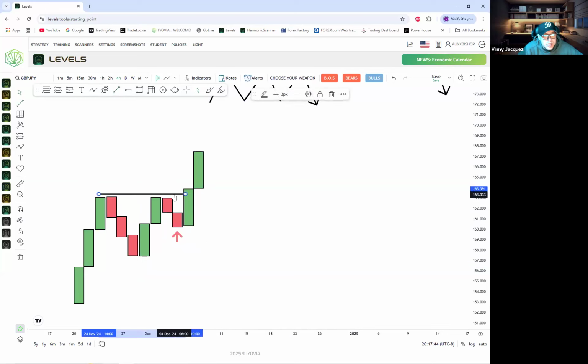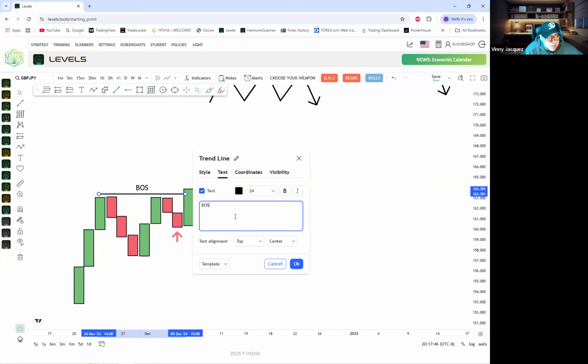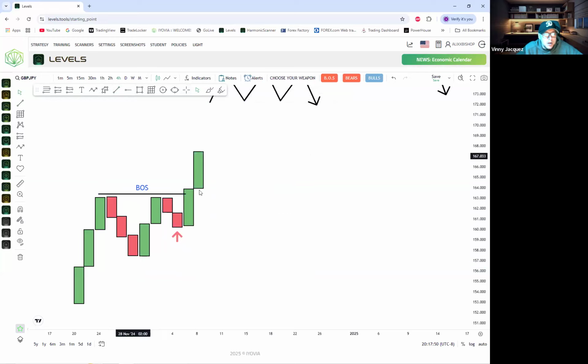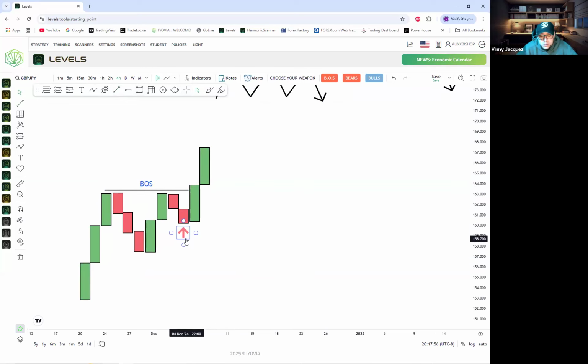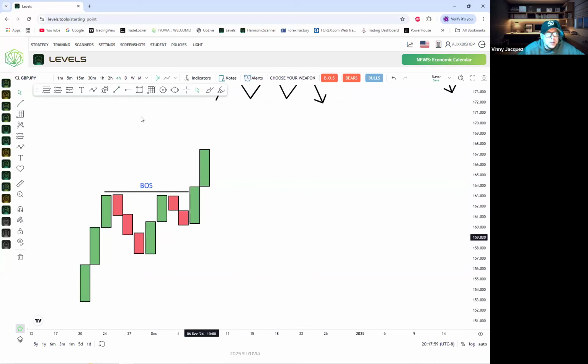And what I like to do is I like to put BOS. This is something I recommend. It's going to help you later on when we start to look for reversals. But as of right now, we have a setup opportunity. Once we identify the break of structure, the breakout rally, we have to find the last selling candle. Now we did that. That's my starting point. Now we have to find my stop loss.